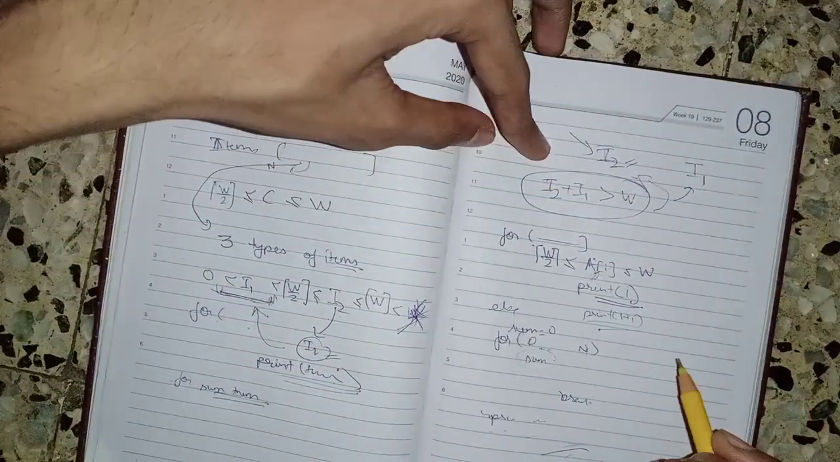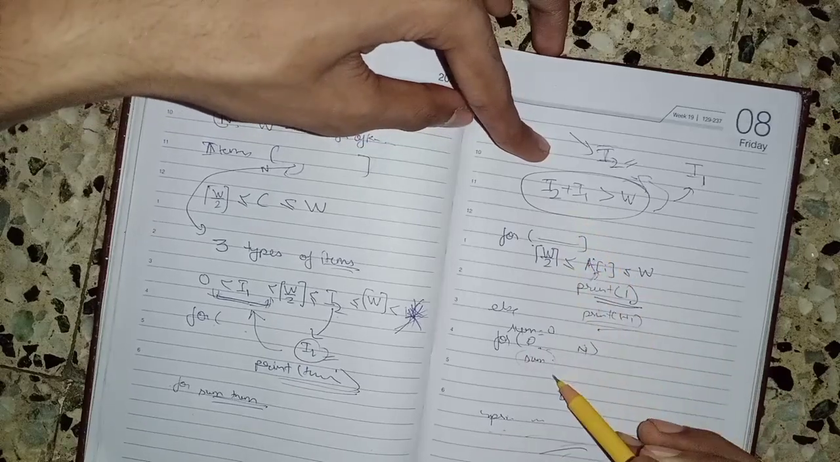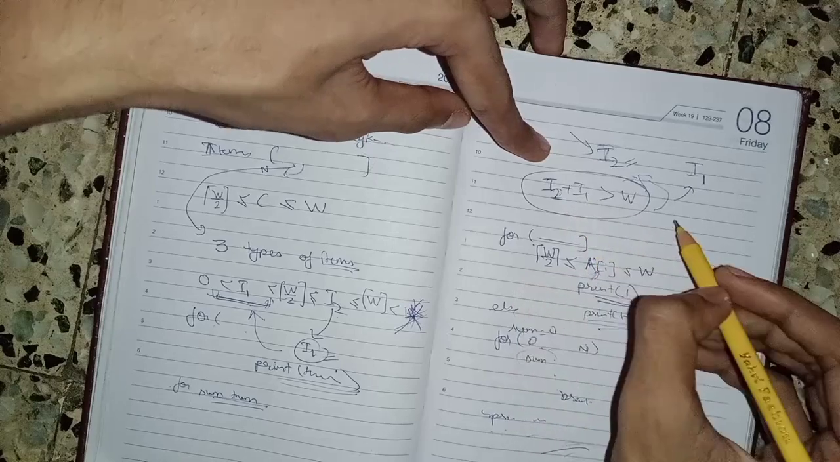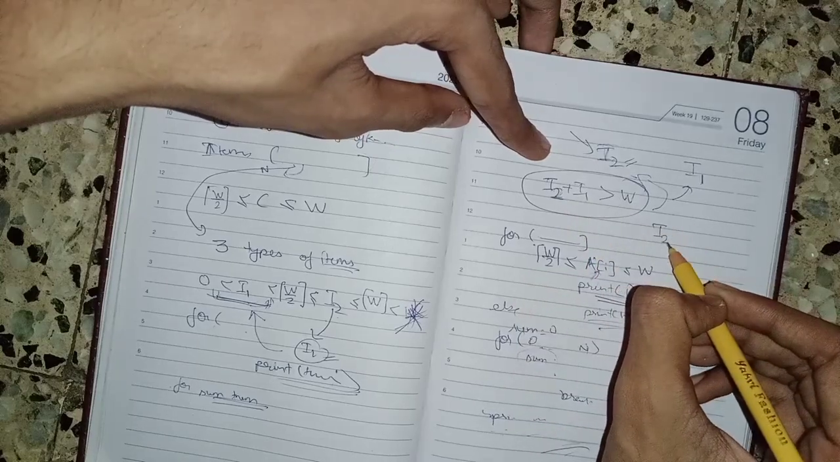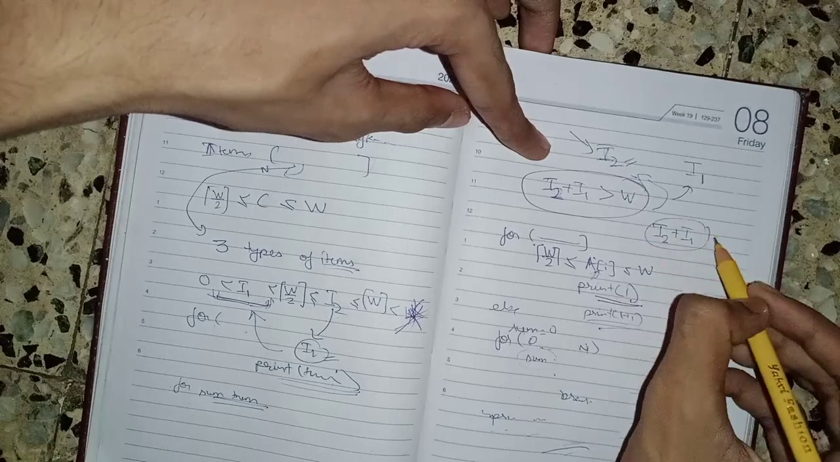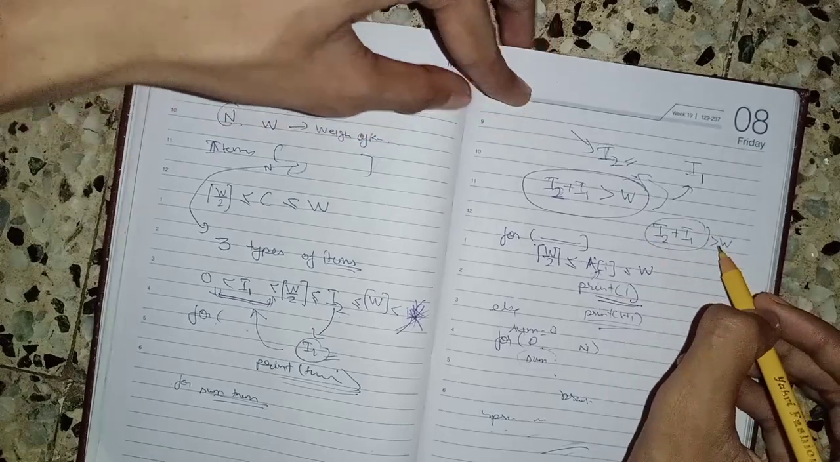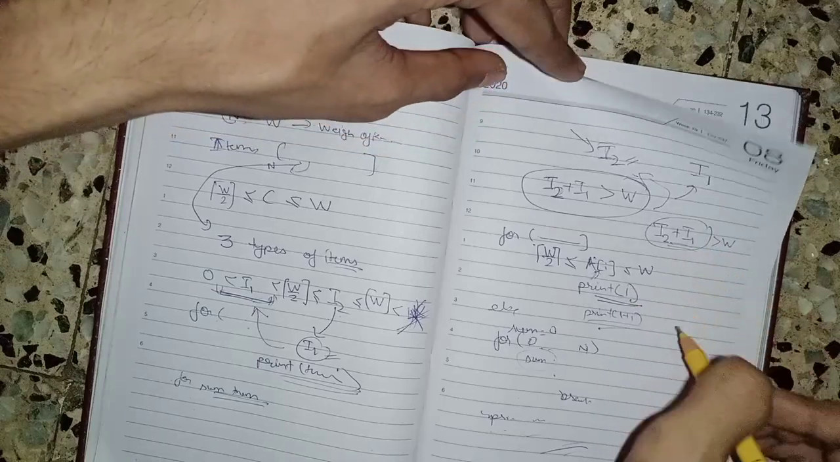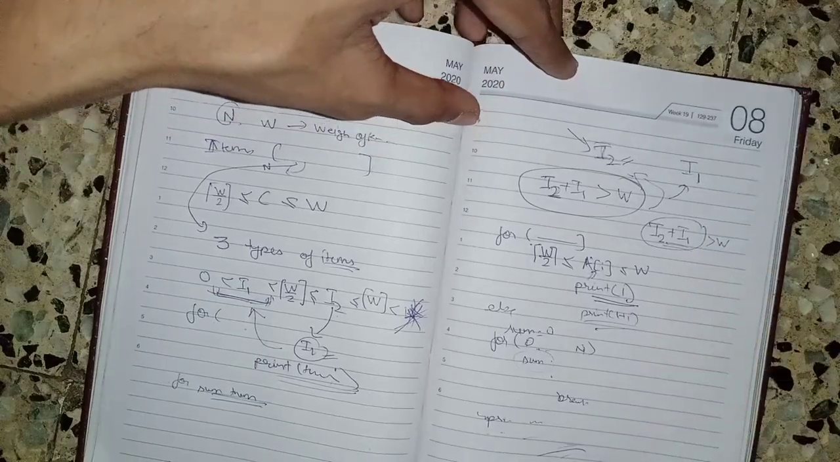So I hope you understand why I treated both of these cases separately, because if I choose any item from category I2 and one item from category I1, their sum can be greater than W. So this can be a problem. That's why I handle these cases separately.